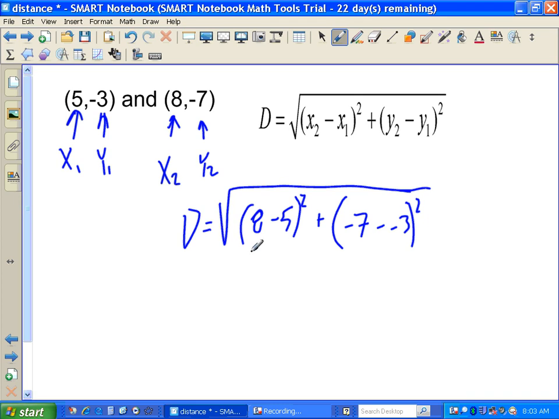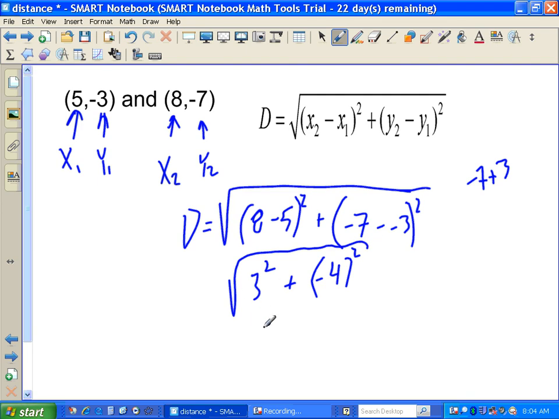Okay? So, we work through there. 8 minus 5 is 3. 3 squared. Negative 7 minus negative 3. I picked this example just to make sure that we're clear on this. Remember the double negatives like plus? So we're really looking at negative 7 plus 3. 7 below 0, 3 degrees colder. It's negative 4 now. Squared. Right? Take the square root of all of that nonsense.